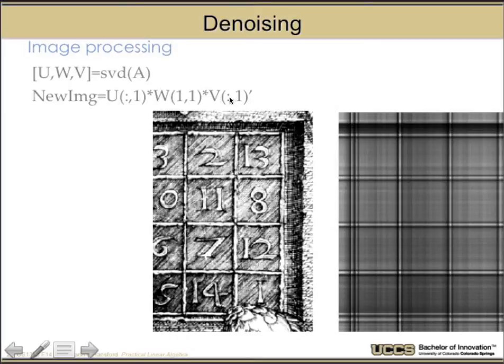I'm going to take V(:,1) transpose. So that's the first column of V, times the first element of W, times U, and I take that product. This is 1 by n, this is n by 1, and I multiply all that, and I'm going to get an n by n matrix, the size of my original image. So A was n by m, this is m by m, this is m by n, and this is n by n. So I multiply these back out and I get an n by n matrix.